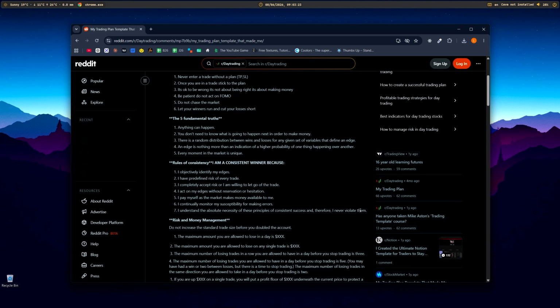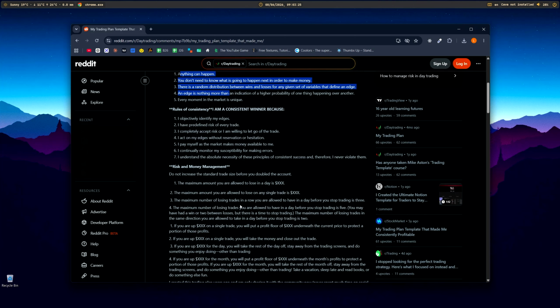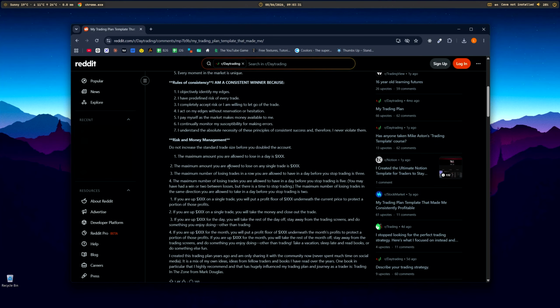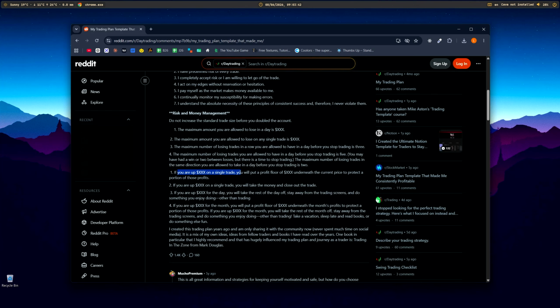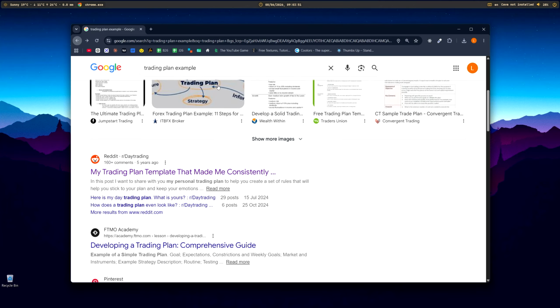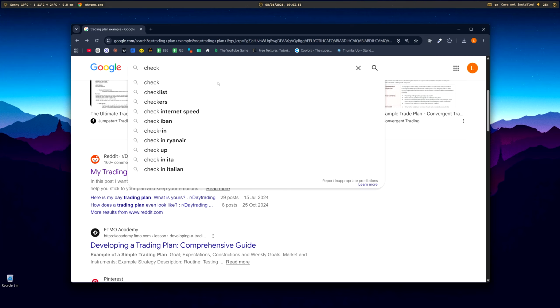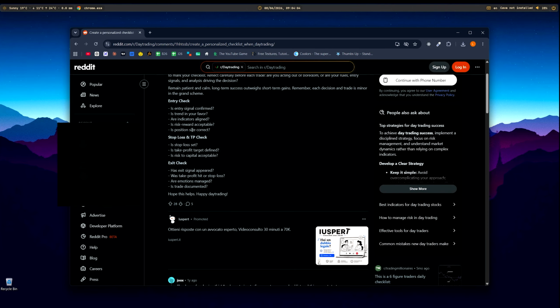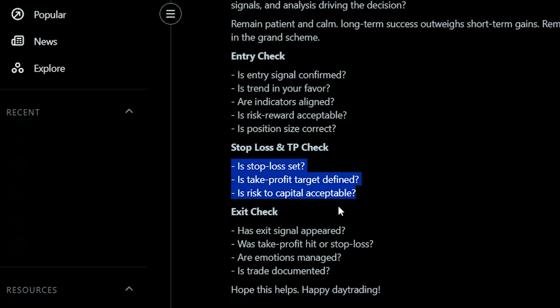A lot of things are about mentality, but I also see that they put in risk management. So what you risk, what you are allowed to lose in a day on a single trade. If you're up on a single trade, you will put a profit floor, so moving the stop loss, and this is the trading plan. For the checklist instead, as I expected, it is entry, stop loss, and exit check.